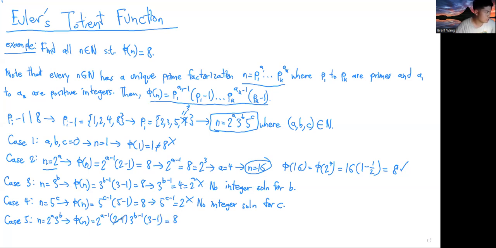So then this is just equal to 1. 3 minus 1 is 2. Divide both sides by 2. You get 2 to the a minus 1, 3 to the b minus 1 is equal to 4, which is equal to 2 squared. You can also say times 3 to the 0. And based on this, a is equal to 3 and b is equal to 1.